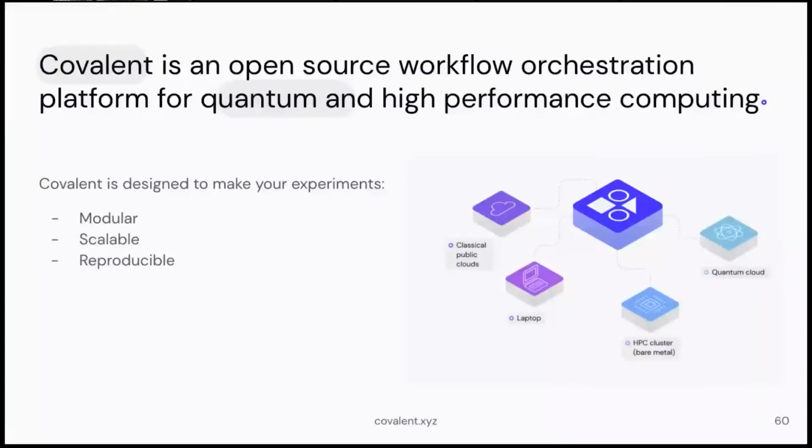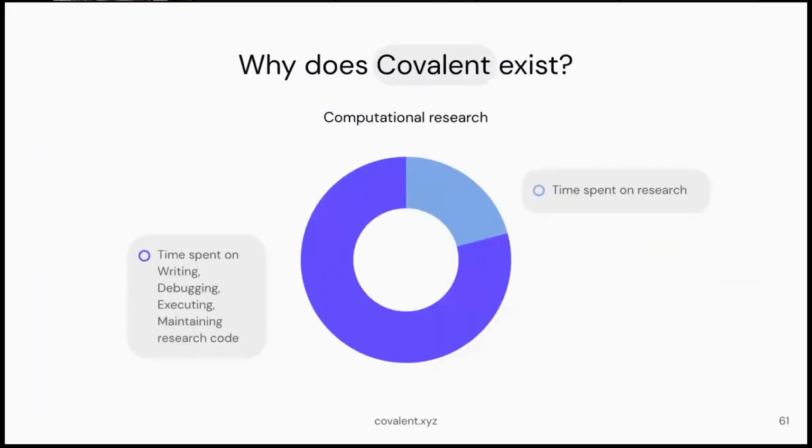So Covalent is an open source workflow orchestration platform used for quantum and high performance computing. It's designed to make experiments modular. So you break it down in these different steps, just like we saw just now. So you can really easily make changes to your different steps, or take a step and extend it to a different experiment. It's easily scalable when you start getting larger data, and your experiments become really easily reproducible because Covalent will save information about your environment, what parameters you used, what hardware you used, and all of that. So Covalent exists mainly to try to cut down on the time that we spend debugging, writing, and maintaining our research code, so that we have more time to actually spend on the research itself.